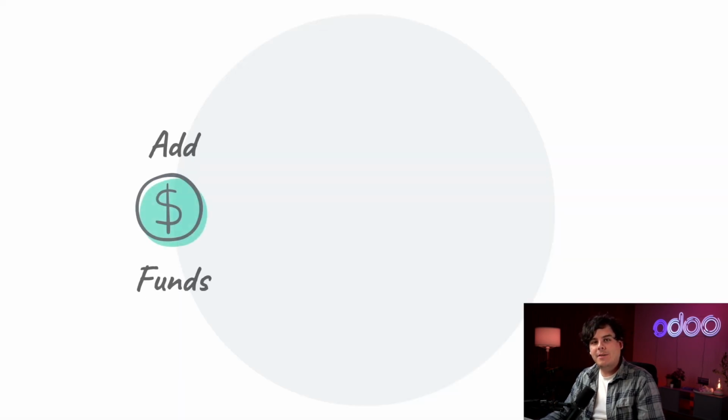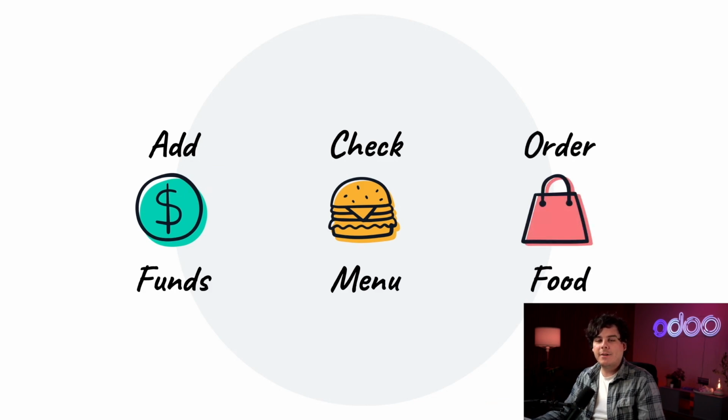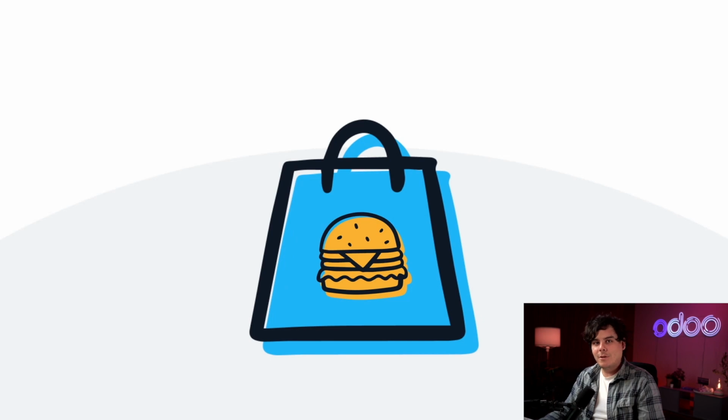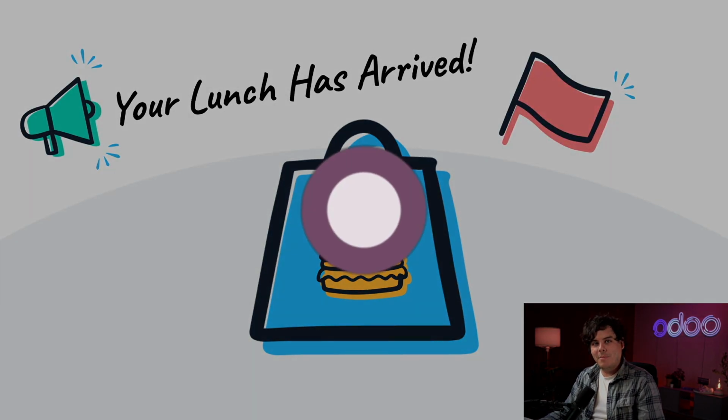Odoo's Lunch app allows users to add money directly to their lunch account. They can also check out the daily offerings and order food from a variety of vendors. Then, when their order arrives, they're notified so they can grab their grub. Well, enough chit chat. Let's jump into our database.